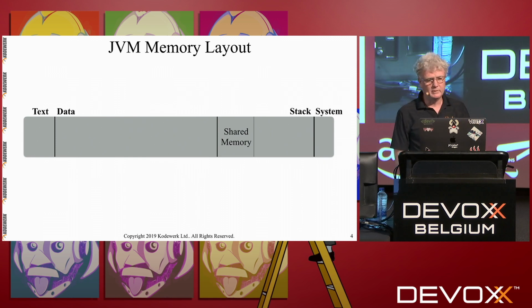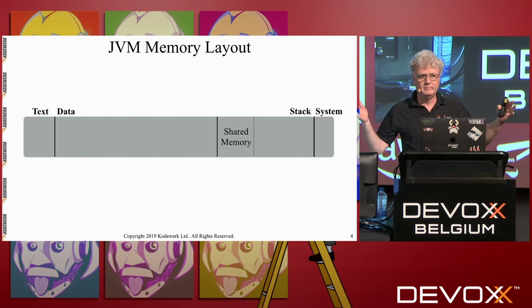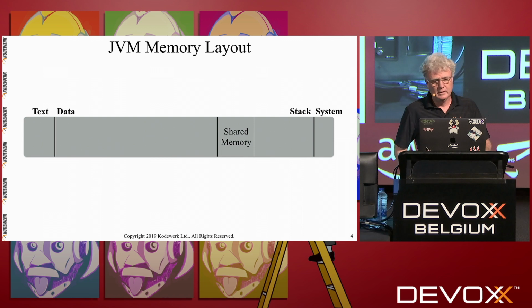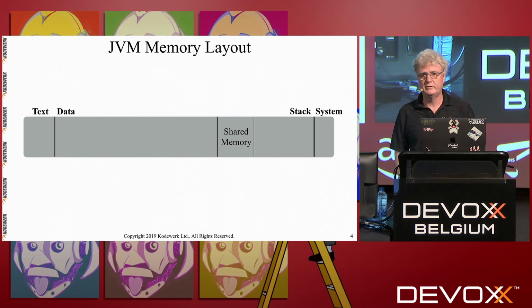So how does this happen? Well, when we load a JVM up into memory, it's just a process like any other process. So it has a particular memory layout. And you can see you have different places for different things: text, data, shared memory, stack, and a little bit of area for system memory. Each of these plays a particular role in the process.